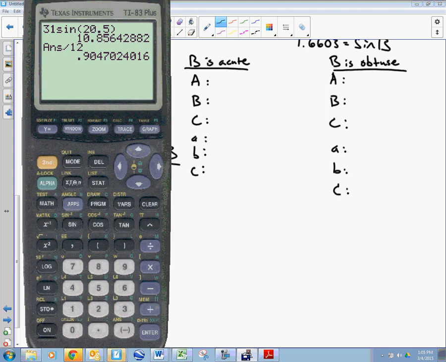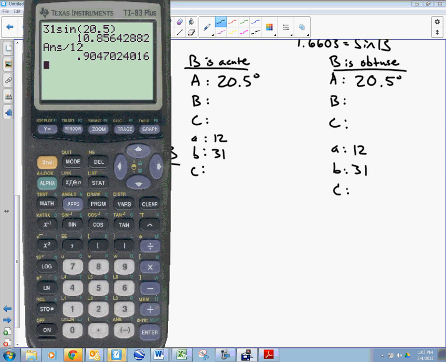True or false? We already know angle A. True. It's 20.5, and it's the same for each one. That doesn't change. Do we know angle B? C? Do we know side A? What's A? 12. Same for each one. Do we know side B? 31 for each one. So see how those triangles are similar? They both have those 3 pieces, just like I talked about with the pendulum.